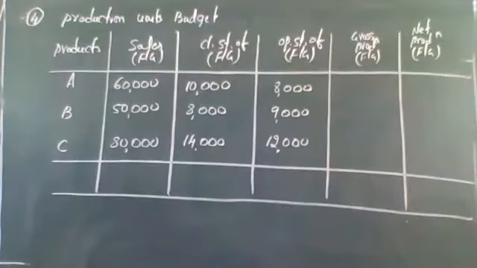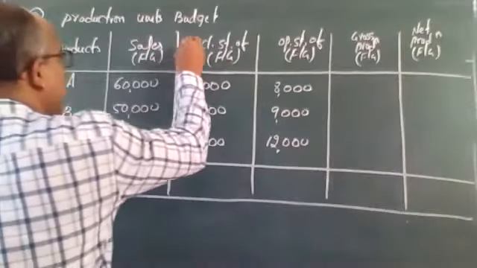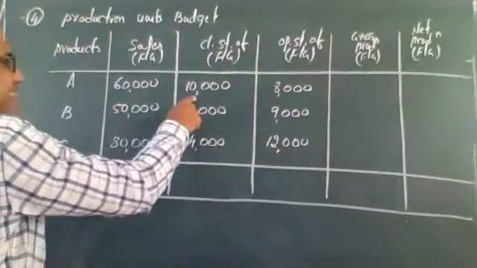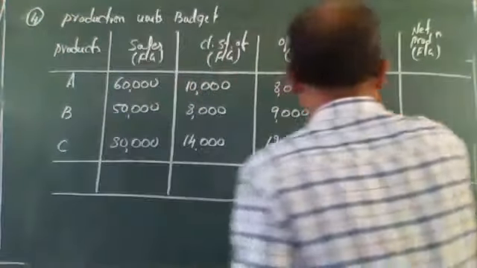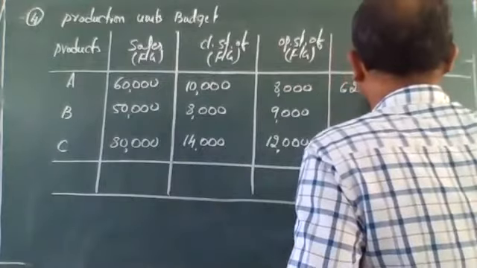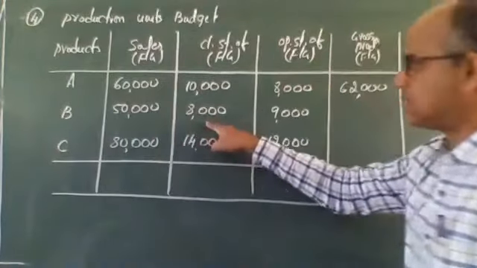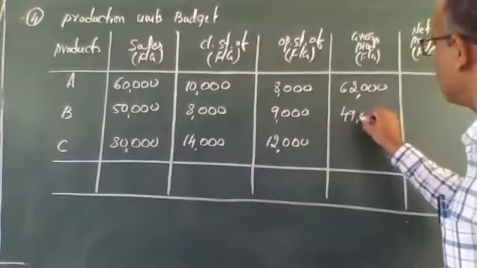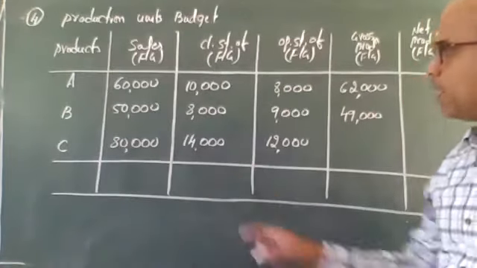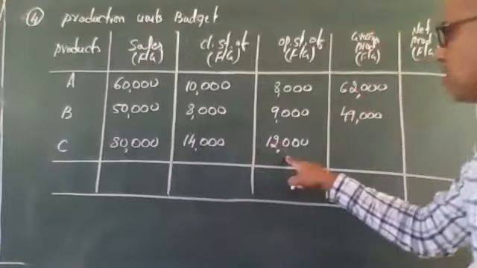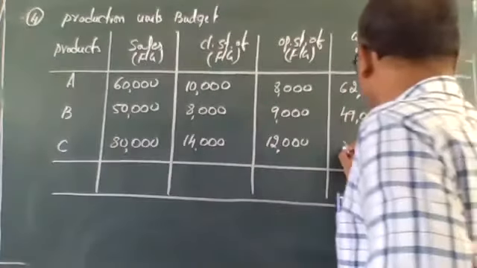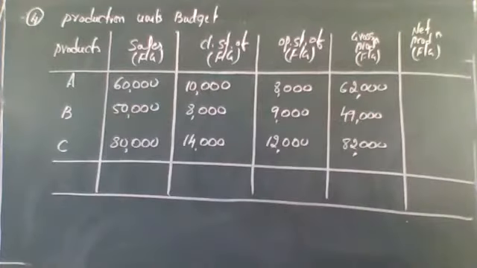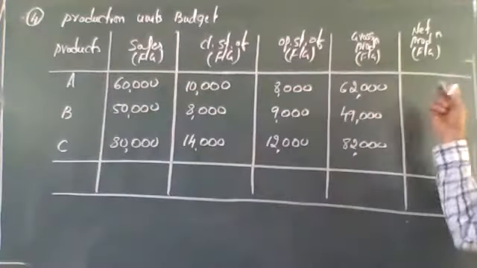So gross production should not be a problem. It is sales plus closing stock minus opening stock. 60 plus 10 minus 8 comes to 62,000. 50 plus 8 minus 9 comes to 49,000. 80 plus 14 minus 12 comes to 82,000. I have the gross production in front of me, but then I have to find out the net production.